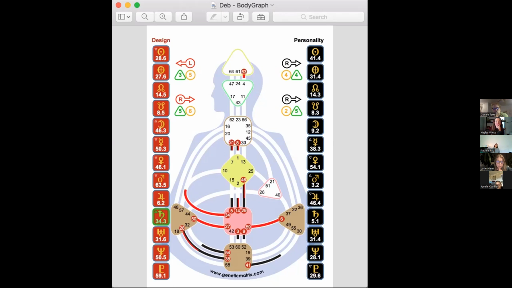Okay, so you're definitely single definition. You can see here the root through 38 all the way to 28 is connected, and then 50 through to 27, and then 59 through to 6, and also up 29 through to 46. So all of these colored centers are connected through a channel, a grouping of circuitry, a grouping of channels. So you're definitely single definition, Deb. Does that make sense?